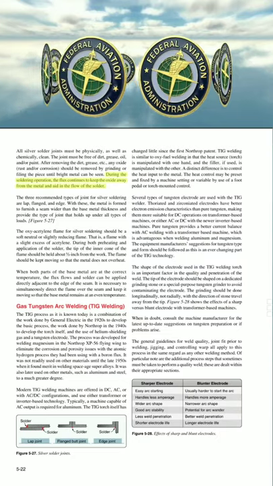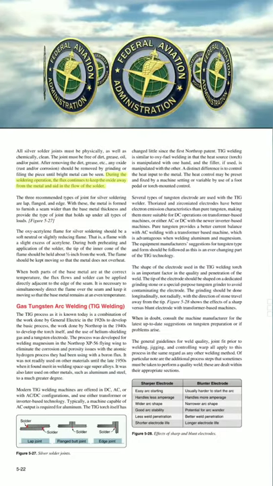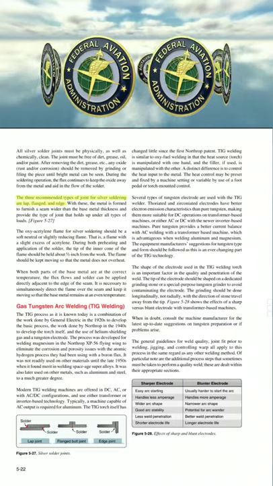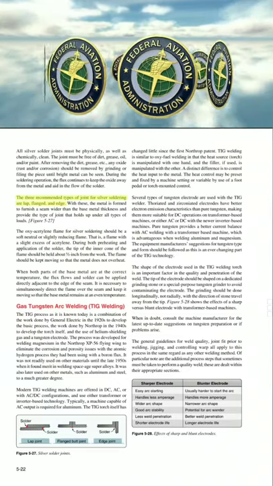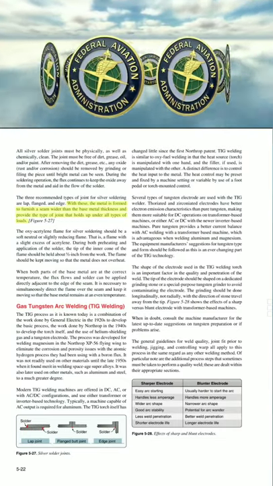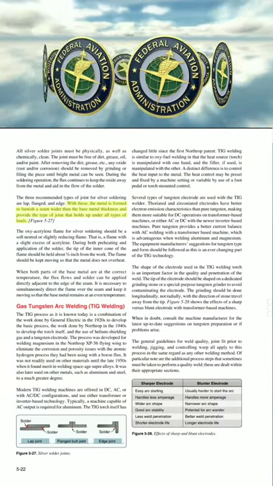During the soldering operation, the flux continues to keep the oxide away from the metal and aids in the flow of the solder. The three recommended types of joint for silver soldering are lap, flanged, and edge. With these, the metal is formed to furnish a seam wider than the base metal thickness and provide the type of joint that holds up under all types of loads.